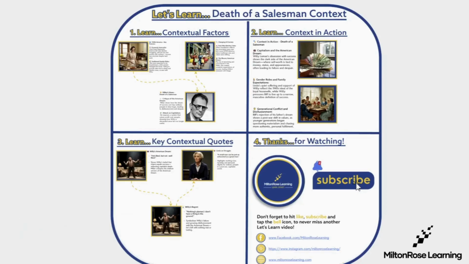Okay, so we're all about the illusions of the American dream here and being crushed by capitalism. So we're going to tease out some of the key contextual factors around those themes. Then we'll look at how that context really plays into the action of the play itself and affects the characterization and the narrative. And then we'll finish with three of the best contextual quotes that you can drop into your essays and try to get the high marks.